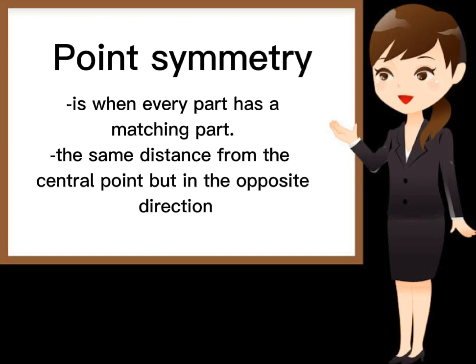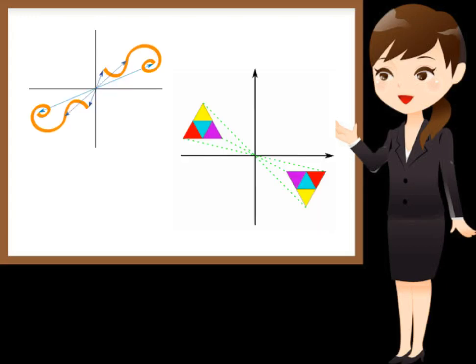Point symmetry is when every part has a matching part that is the same distance from the central point but in the opposite direction. This is an example of point symmetry. As you can see, it looks the same upside down. When viewed from different angles, it appears exactly the same, because the origin is the central point around which the shape is symmetric.